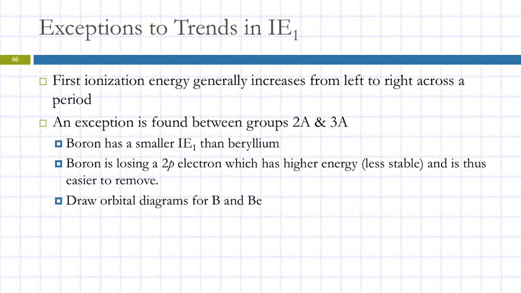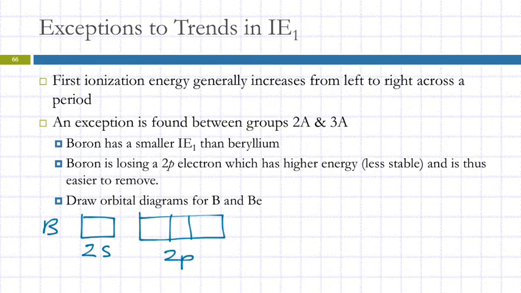Exceptions. Of course, you've got to have exceptions. So I pointed these out. So boron and beryllium, there's a glitch there in the trend. So let's look at the orbital diagrams for boron and beryllium. So for boron, we've got 2s and 2p. How many valence electrons does boron have? 3. So 1, 2, 3.